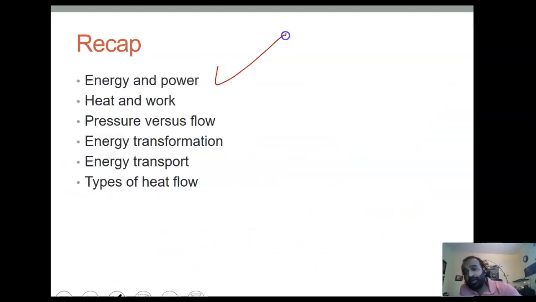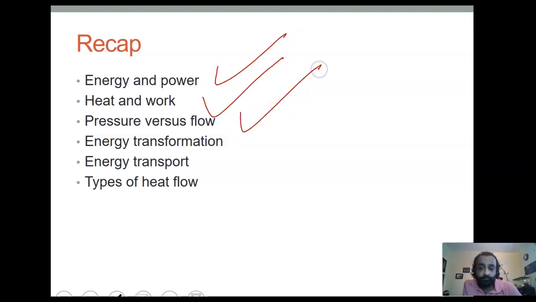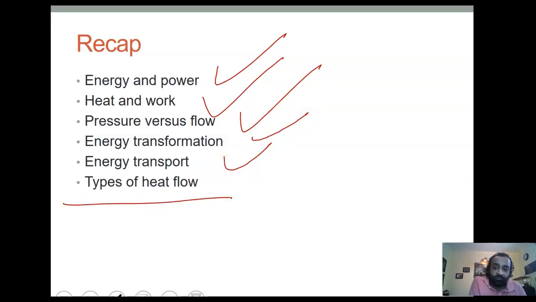So we talked about energy and power, heat and work, pressure versus flow, energy transformation, energy transport, and types of heat flow. That's next. We'll do that. I know it's a lot of concepts. Please pause and try to wrap your head around this. It's very important, very essential, and I'll use these terminologies a lot. Heat flow.